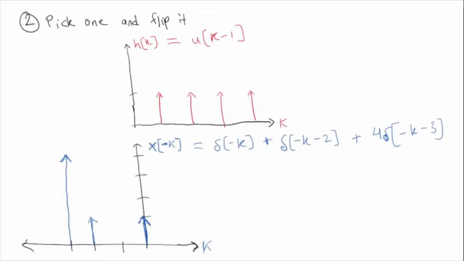The second step is to pick one signal and flip it across the vertical axis. We can pick either one. We will get the same answer either way. I am going to flip x of k.